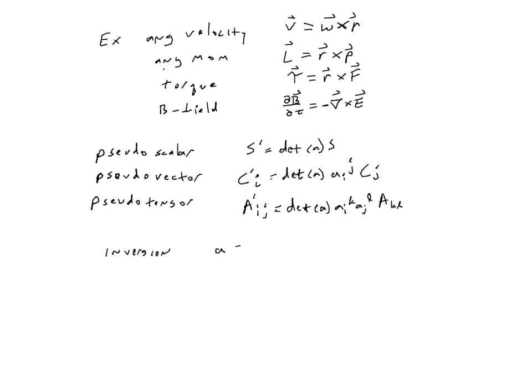And so under inversion, your transformation matrix is equal to -1, -1, -1. All the rest are zeros. And the determinant of A is equal to -1. And that is why a pseudo-scalar, or any of the other ones, are going to flip sign when you change the coordinate system.